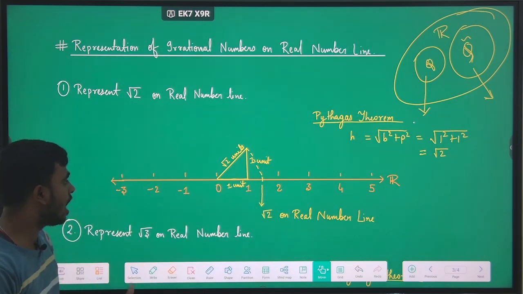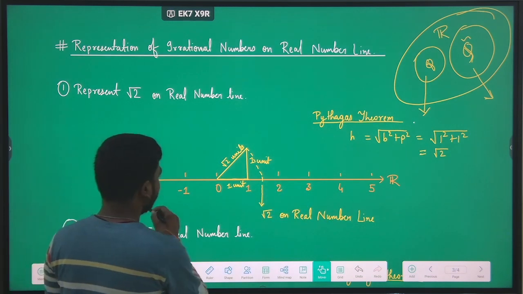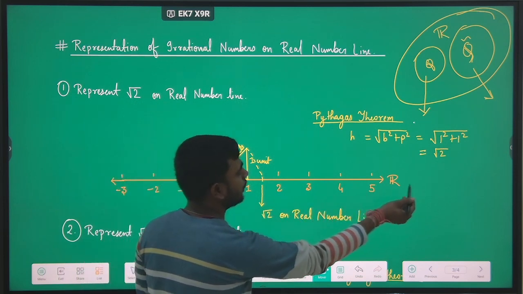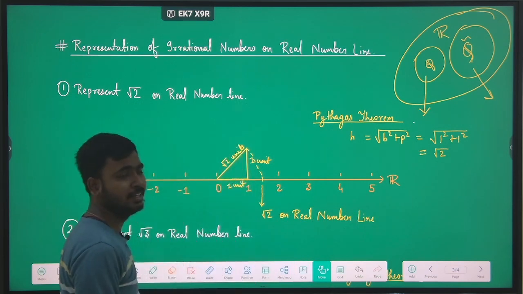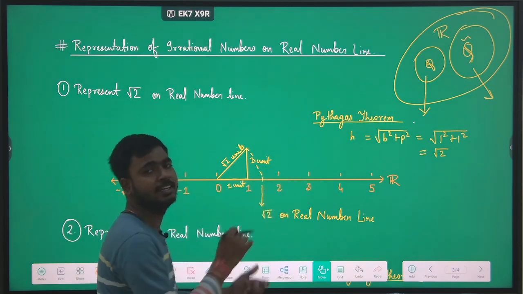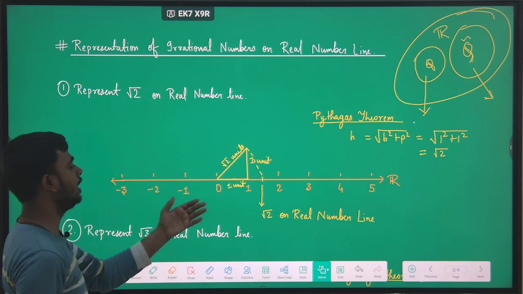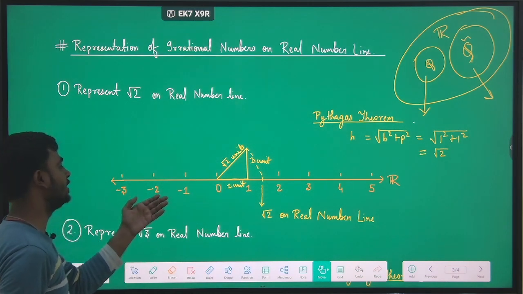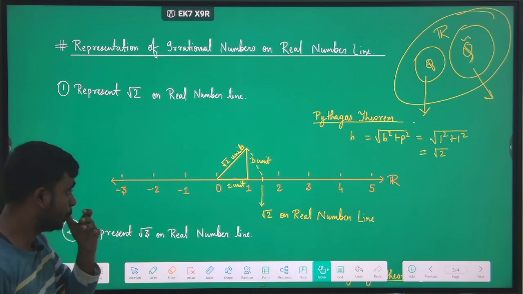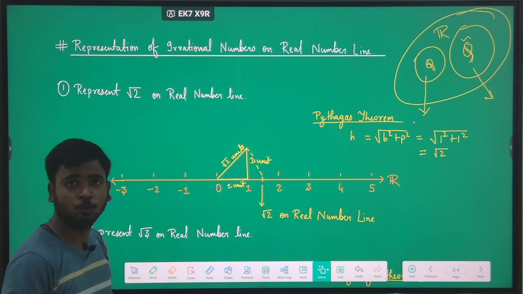We know that our real number line is like this. In our real number line, we have 0, 1, 2, 3, 4, 5, 6 continuing on and so on. In between these units, we have all rationals and irrationals. Similarly, in the left part, we have -1, -2, -3 and continuing on and so on. So we are finding out the position of root 2.